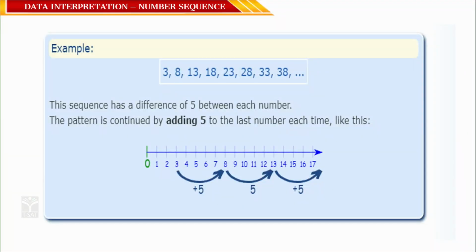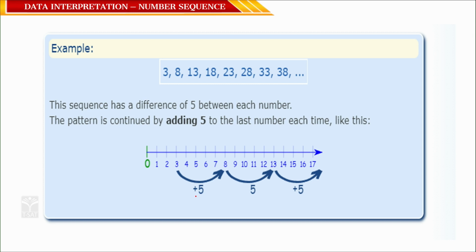Already what I said: 3, 8, 13, 18, 23, 28, 33, 38 and so on. This sequence has a difference of 5 between each number. The pattern is continued by adding 5 to the last number each time like this. Now, observe it, correct? So, we have shown this on a number line.